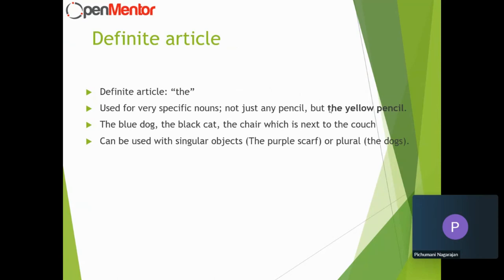So the definite article is the. It comes only when you refer to a specific, definite thing. There is no plural in it. It is not vague. It is very clear. The blue dog. The blue-colored dog. It refers to one definite thing. It is a pointed reference. The black cat. The boy in the last bench. The chair. The girl who is tall. So the definite article refers to singular objects which are pointed.